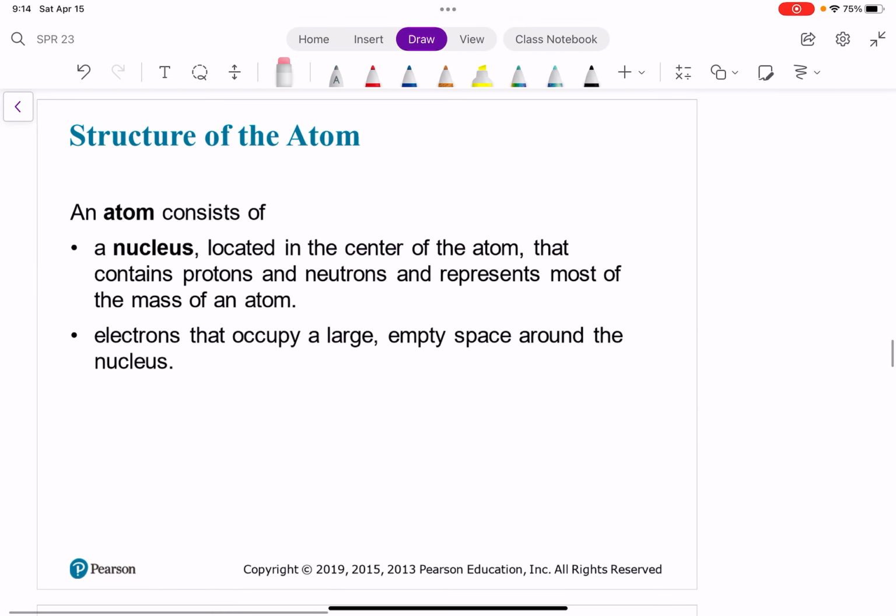Okay, so this brings us to the current model of the atom. The structure of the atom: an atom consists of a nucleus, located in the center of the atom, and that nucleus contains protons and neutrons. It represents most of the mass of the atom. We'll get into more of the details in a little bit. And then electrons occupy a large empty space around the nucleus.